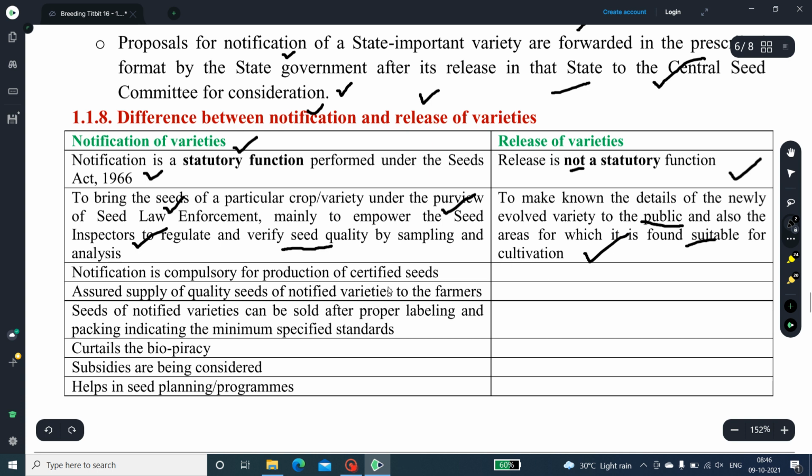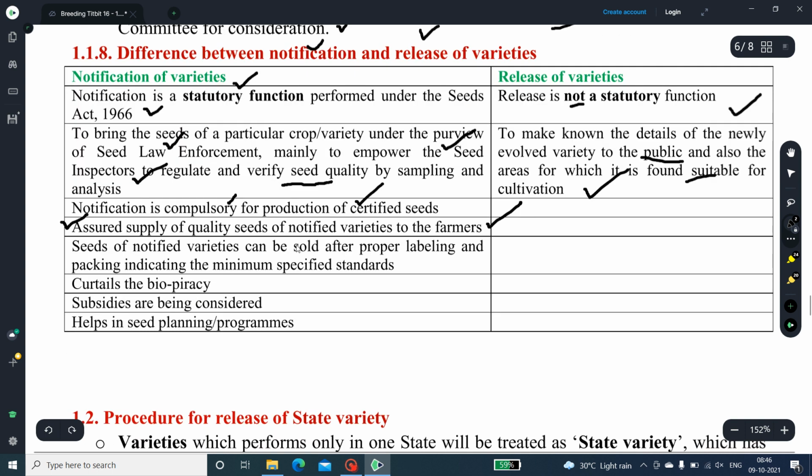And in the case of notified varieties, there are a few advantages. Also, notification is compulsory for production of certified seed. So there is an assured supply of quality seed of notified varieties to the farmers. Assured supply, this is more important. Seeds of notified varieties can be sold after proper labeling and packing indicating minimum specific seed standards. There are two types of specific standards.